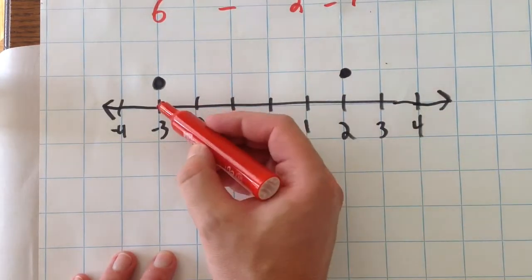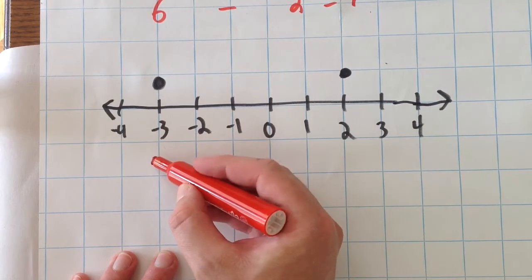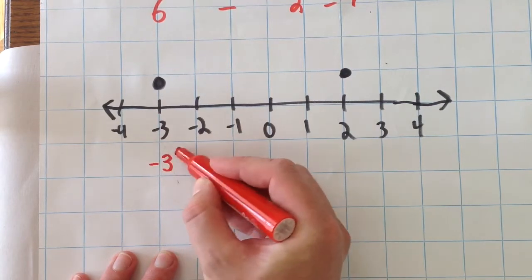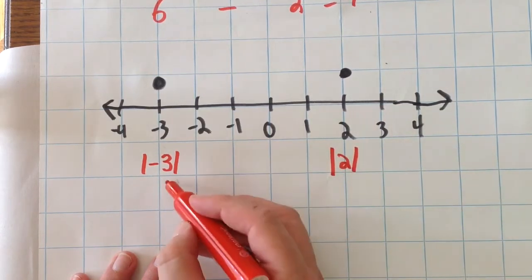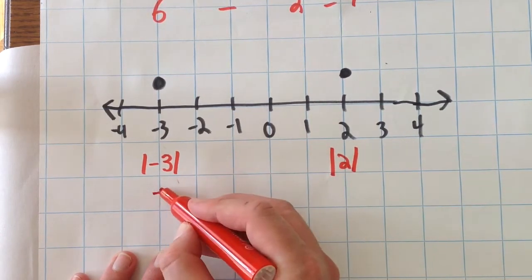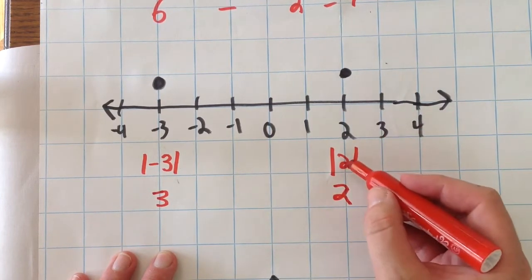In this example, we'll find the distance between -3 and +2. Now, when we find this distance using absolute value symbols, we'll find the absolute value of -3, and we'll actually add this to the absolute value of 2. The absolute value of -3 is 3, and the absolute value of +2 is 2.